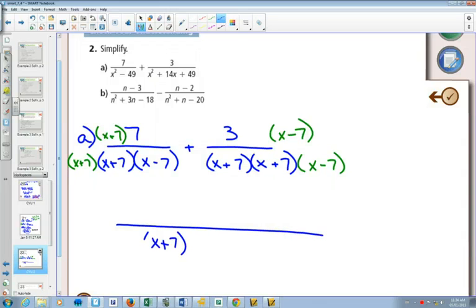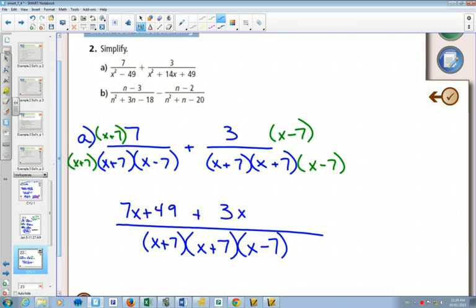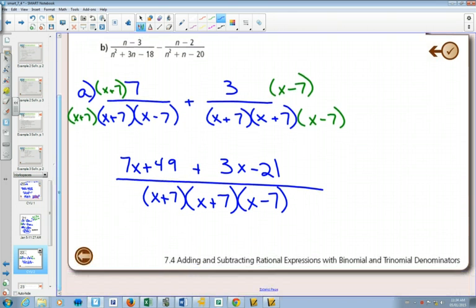And this is where you feel like mathematicians should not have used the word simplify for this kind of question, because the denominator is now huge. It doesn't look more simple than what we began. And on the top, we would get 7x plus 49 plus 3x minus 21. I'm not sure who decided that simplify, but whoever it was, we should go back in time and sue him.